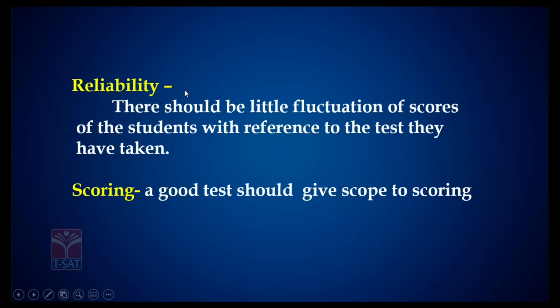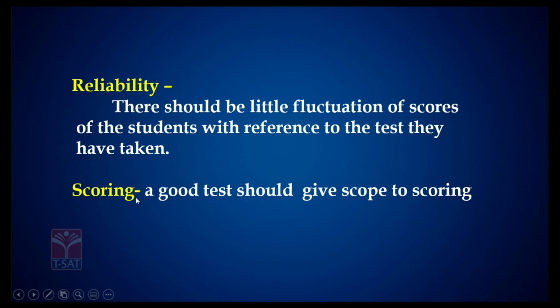And reliability refers to there should be little fluctuation of scores of the students with reference to the test they have taken. For example, a test is administered in the class, the strength of the class nearly 50, only 2 or 3 students have gained 40 plus and all the other students scored only 10, 15, 20. In that case, the test does not have reliability. That means the range must be minimum. The difference between the best mark and the least mark should be minimum.